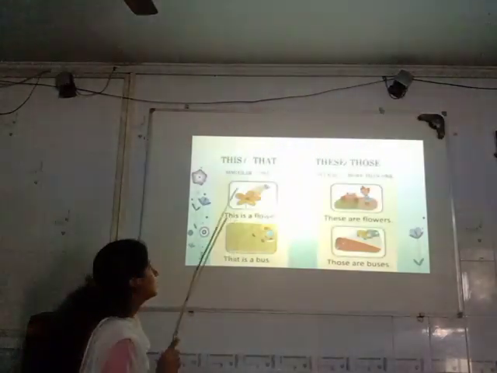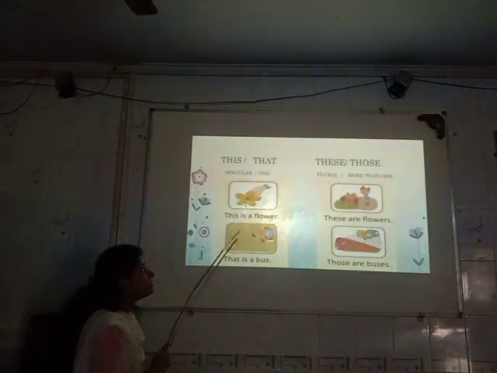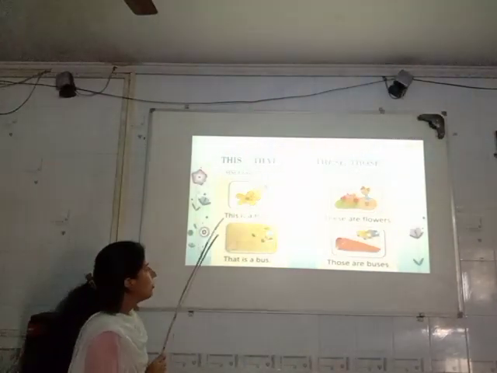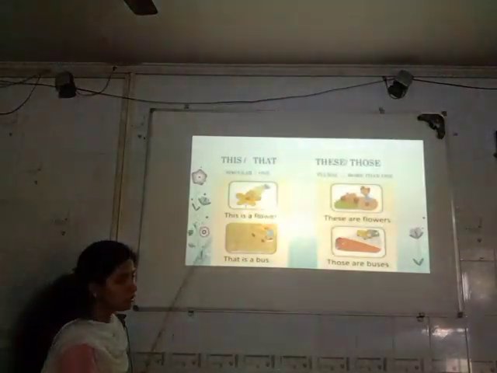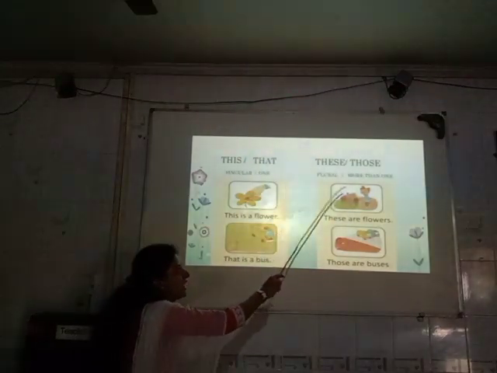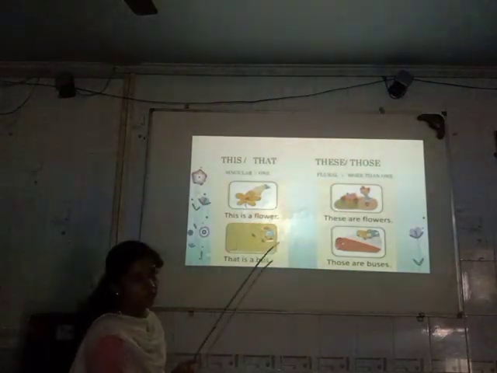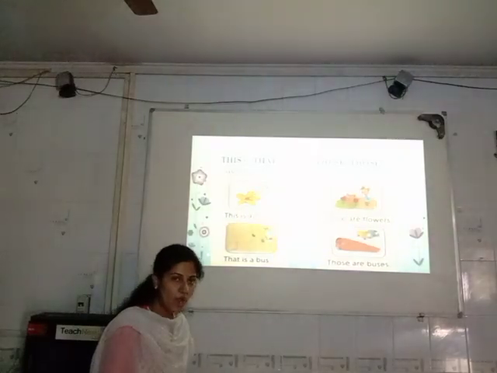Keep in mind. This and that we use when it is only one, when it is singular. And we use these and those when it is plural, meaning more than one.